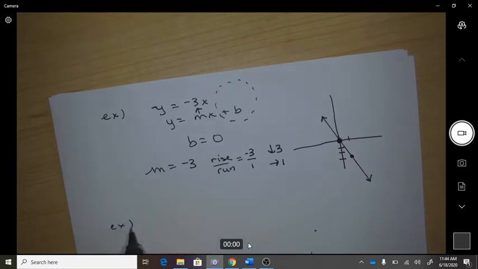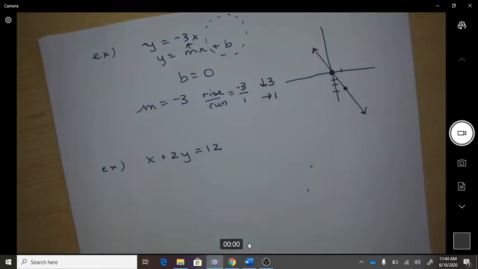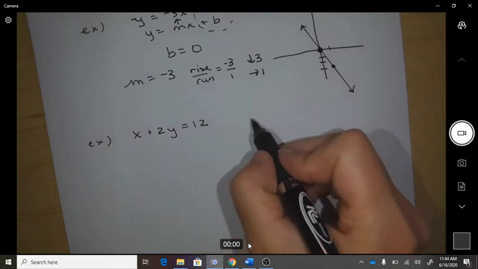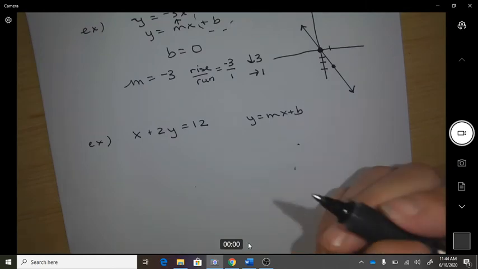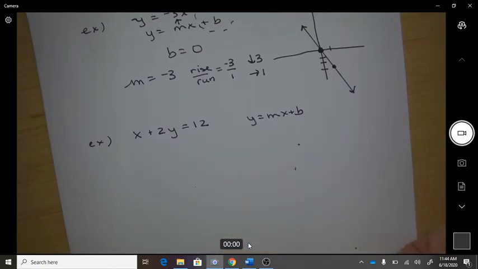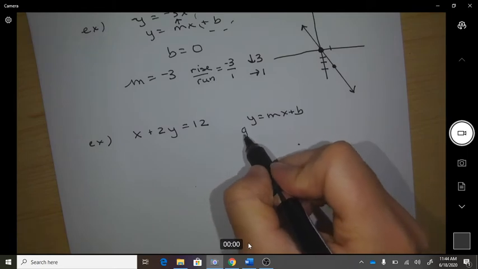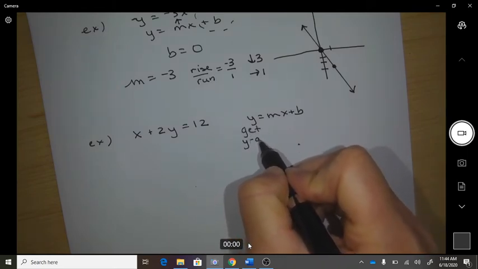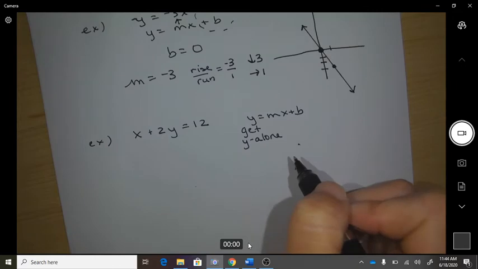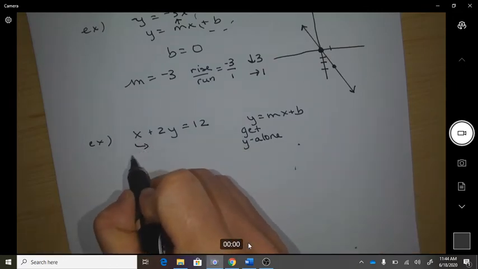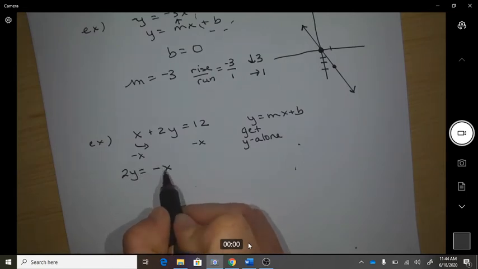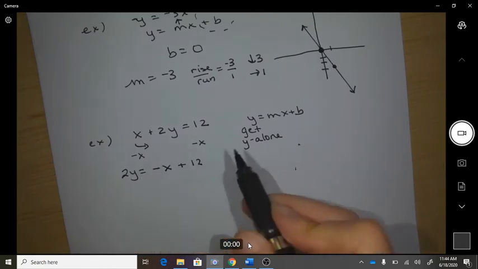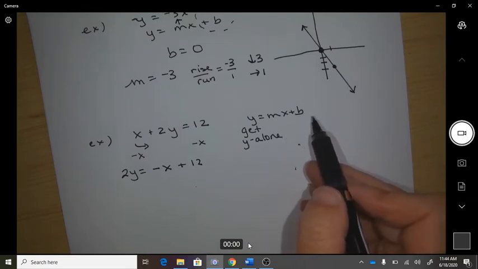Okay, another example. On this example now, it doesn't look like y equals mx plus b, so I need to try to turn it into that. The goal is to get y alone. So I'm going to move the x term. So 2y equals negative x now on that side. See how I'm trying to line it all up with an x term and a number.